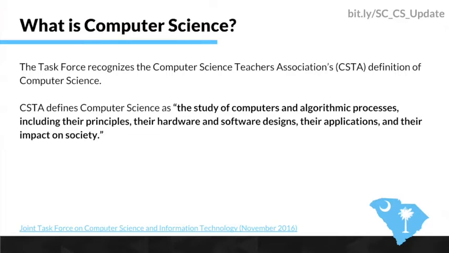So if we go back to that joint task force on computer science and information technology that the State Department of Education as well as the Education Oversight Committee did in South Carolina back in 2016, their definition that they adopted was the Computer Science Teachers Association, the national chapter's definition, which is the study of computers and algorithmic processes, including their principles, their hardware and software designs, their applications, and their impact on society, which, as we just saw in the previous slides, is the same definition that code.org uses. So you can see that the task force that was driving computer science initiatives in the state of South Carolina used the same definition as national initiatives. So that's just to bring some clarity into the conversation of what is computer science.